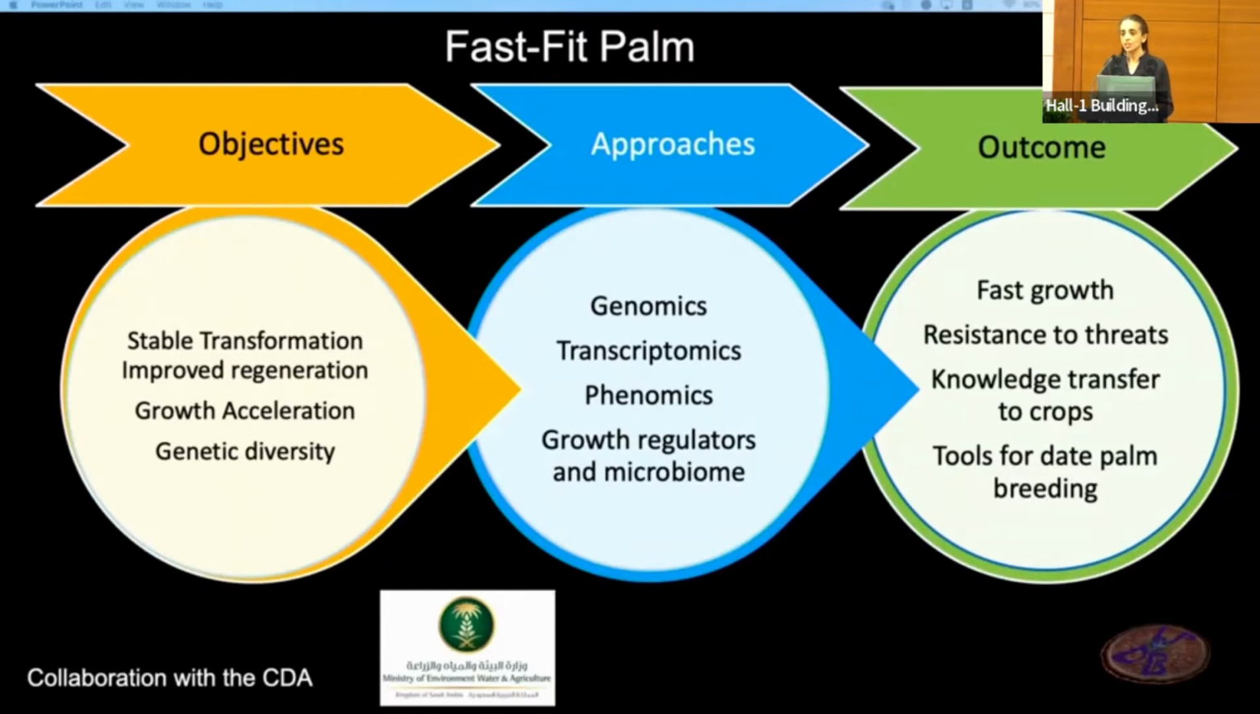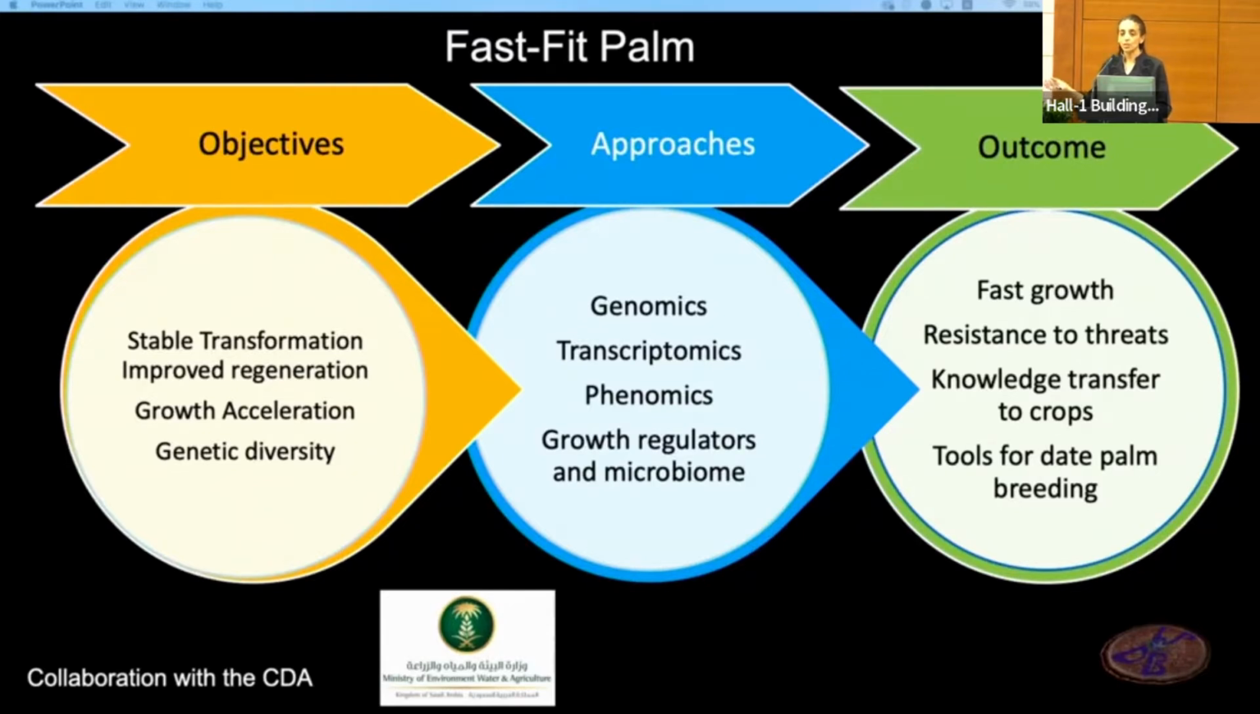And to understand the genetic diversity. Why do we have Ajwa? Why do we have Khalas? Why do we have Deglet Noor? Why does Ajwa grow nicely in Medina and not in Oman? Why do we have dates that grow on the seashore and are still able to produce fruit?